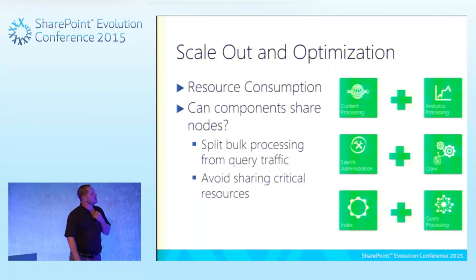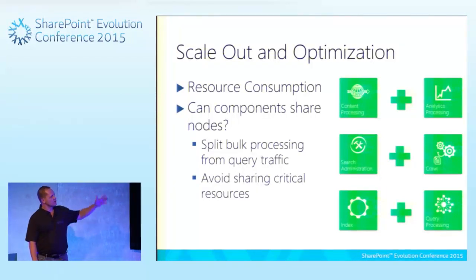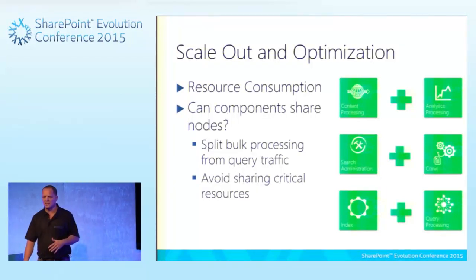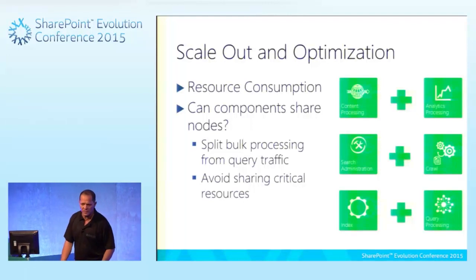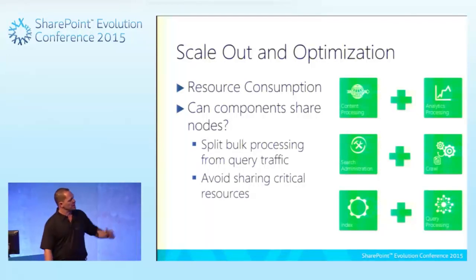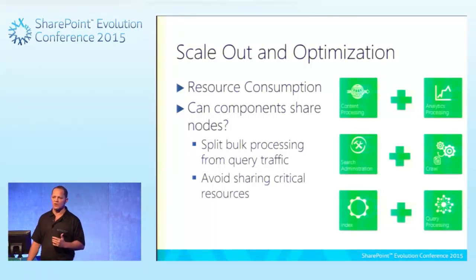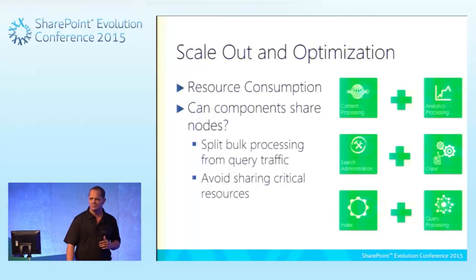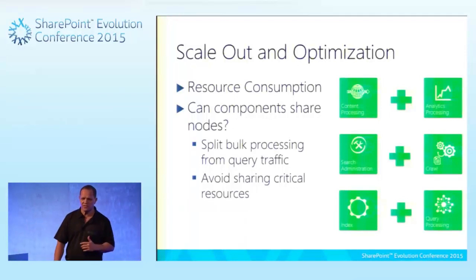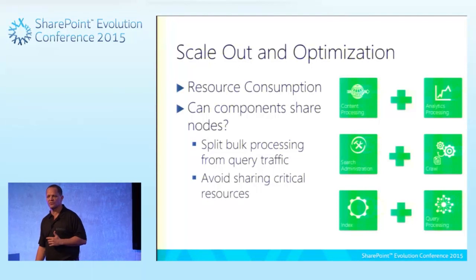And it also depends on the component share. Obviously we split bulk processing from query traffic, and avoid sharing critical resources. It doesn't help if you've given them, we know, for example, that indexing uses high CPU load, and so does content processing, and yet we've tried to put them in the same box and given it 4 cores. Because then you're going to sit and wait, and if you want to wait the 60 or 90 hours for it to do its work, then you're going to wait your 60 or 90 hours for it to do its work.